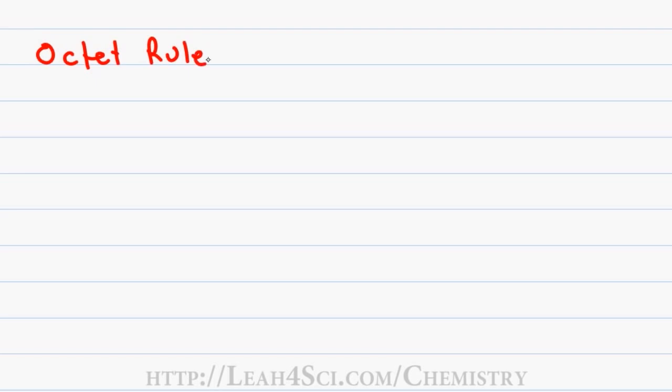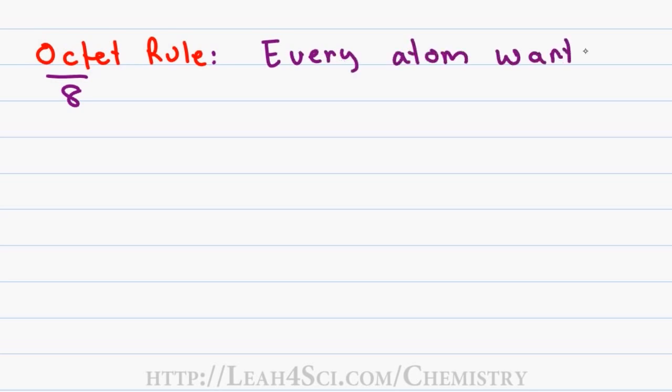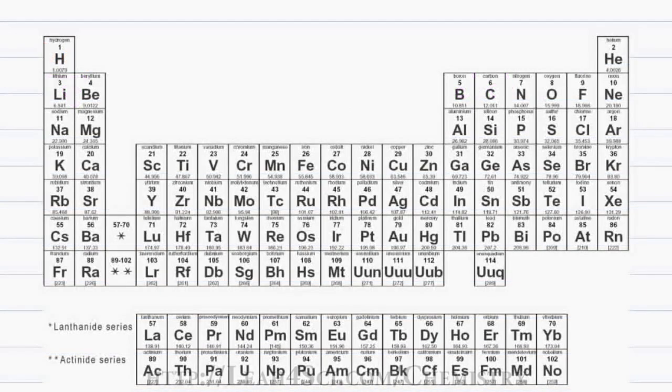Every atom wants a complete octet. Every atom will have a complete octet, which should actually be 8 electrons in the outermost energy level. Now, let's go to the periodic table. How do we get the octet rule? So here we have a periodic table, and we just want to go group by group.